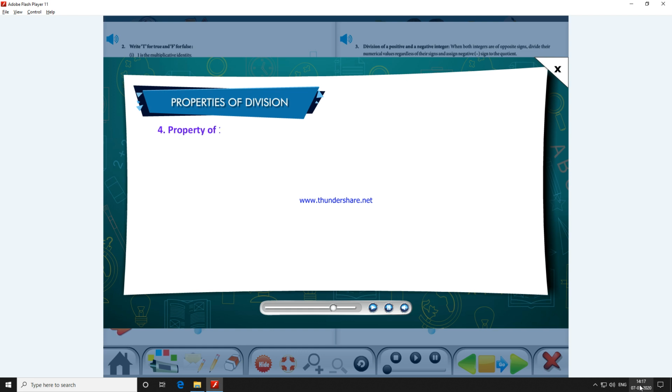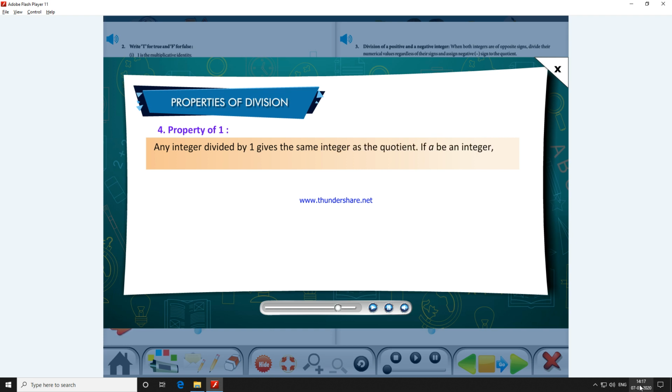4. Property of 1. Any integer divided by 1 gives the same integer as the quotient. If a be an integer, then a divided by 1 equals a. For example, 19 divided by 1 equals 19. Minus 37 divided by 1 equals minus 37.